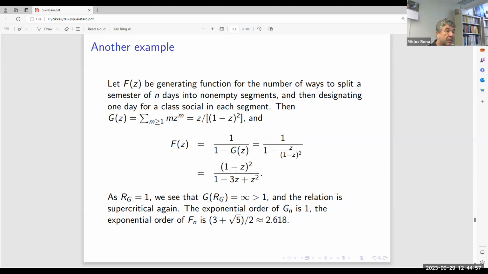And what is the radius of convergence of g? 1, right? You put the radius of convergence 1 into g and you get infinity, because there's a division by 0. So infinity is bigger than 1, so the relation is supercritical. So the exponential order of g is less than the exponential order of f. And indeed, you can compute the exponential order of f is 2.6.